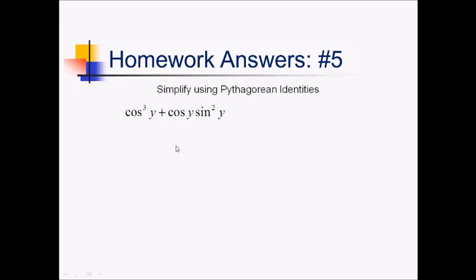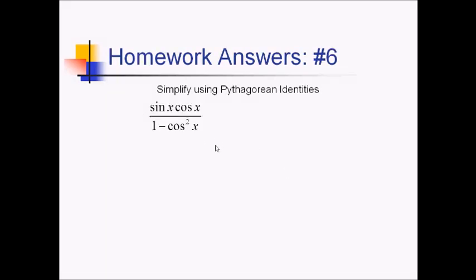And if you take out that factor, that'll leave us with cosine squared plus sine squared inside. Now the reason that's nice is because we have the identity sine squared plus cosine squared equals 1. So I can actually replace everything in this parentheses with just 1. And now cosine of y times 1 is just cosine of y.